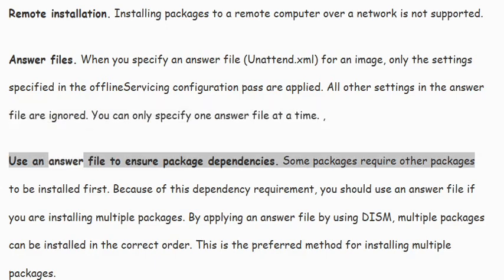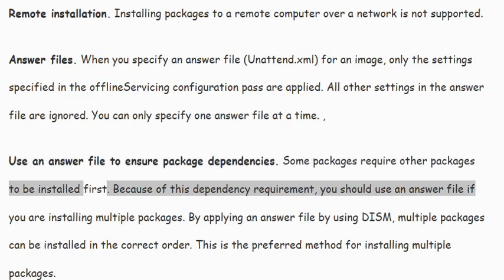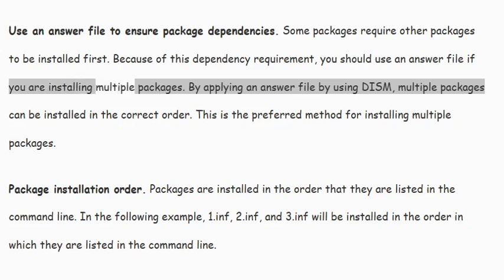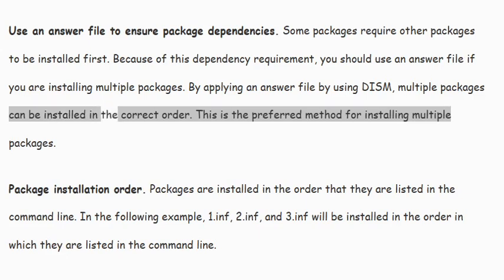Use an unattend file to ensure package dependencies. Some packages require other packages to be installed first. Because of this dependency requirement, you should use an unattend file if you are installing multiple packages. By applying an unattend file by using DISM, multiple packages can be installed in the correct order. This is the preferred method for installing multiple packages.